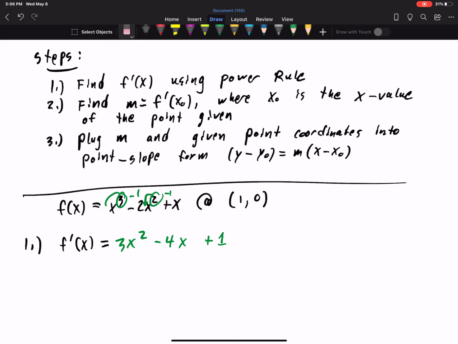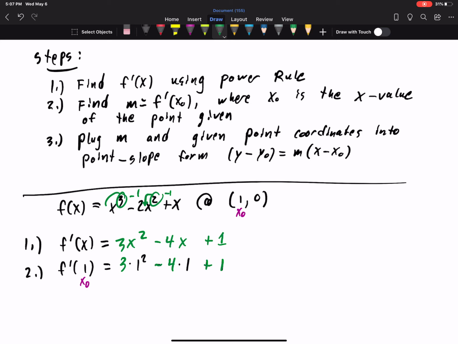That's step 1. Step 2, our goal is to find f prime of 1, namely at the x value we were given, this x0. So we plug that 1 into our derivative. Every place we see an x, we replace it with a 1. So we have 3 times 1 squared minus 4 times 1, plus 1.